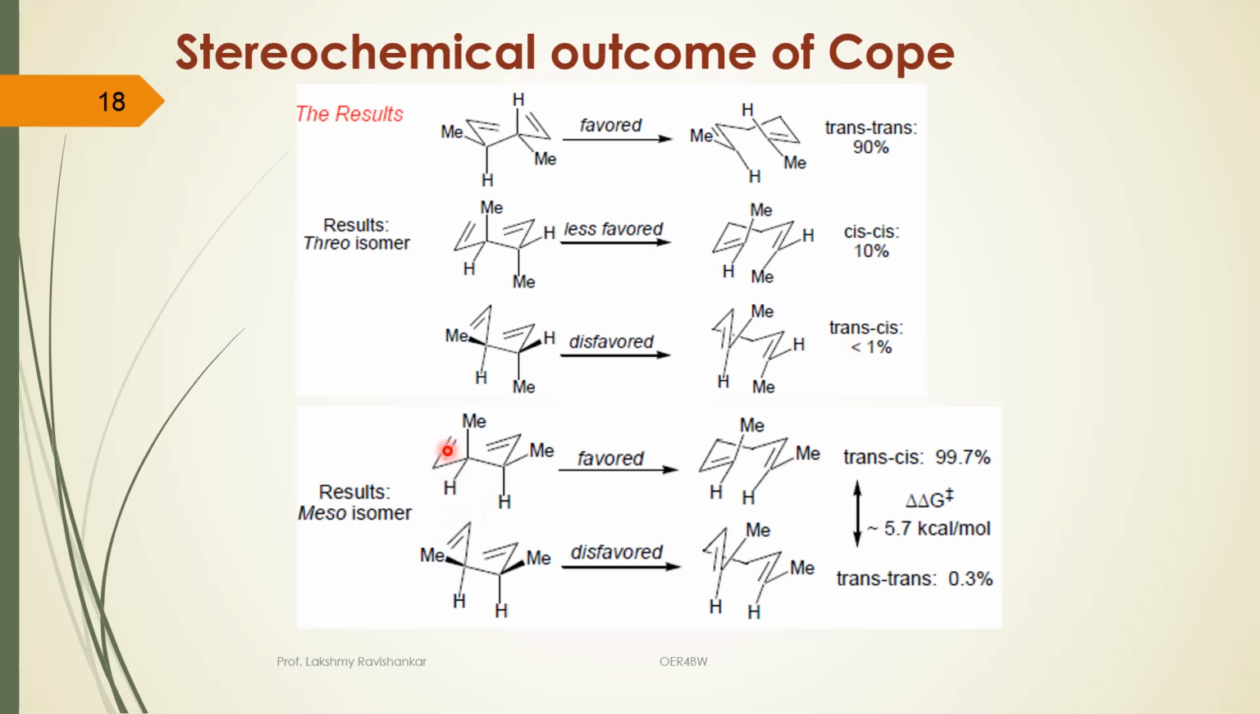observed. Similarly here, if you take the cis isomer, if it were to go through the boat, it should have given me a trans-trans geometry, which is not observed. So all these results suggest that the transition state for the Cope rearrangement proceeds through a chair-like transition state.